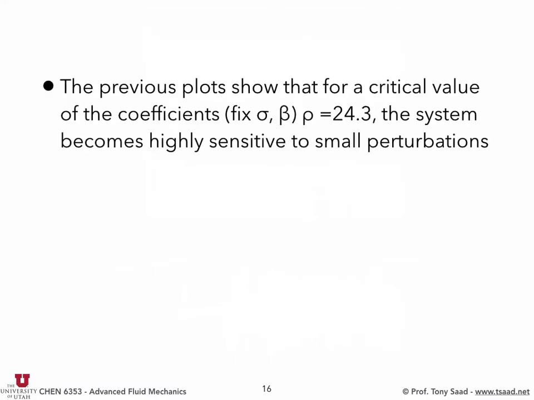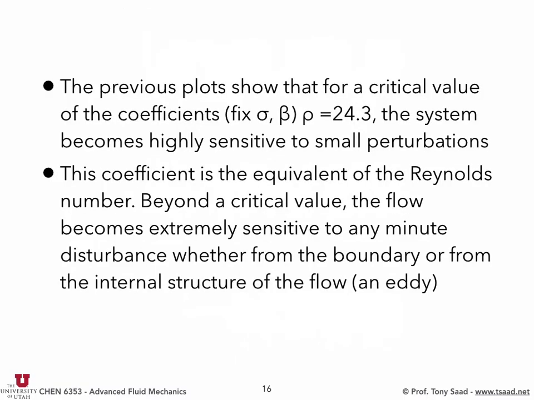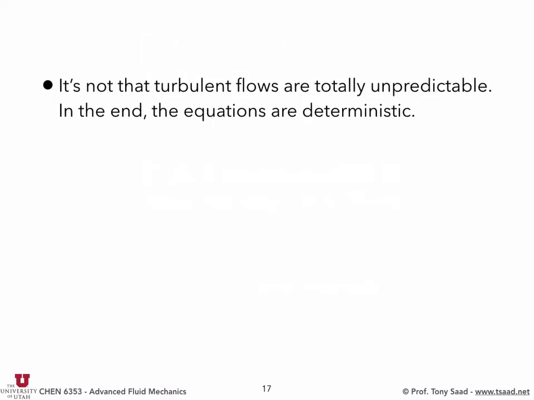Anyway, the previous plots show that for a critical value of the coefficients, the system becomes highly sensitive to small perturbations, and this coefficient is the equivalent of the Reynolds number. I think it is actually the Reynolds number when Lorenz reduced the equations. I don't know the full derivation, but I think this rho is actually the Reynolds number. It's not that turbulent flows are totally unpredictable. In the end, the governing equations are deterministic, right?